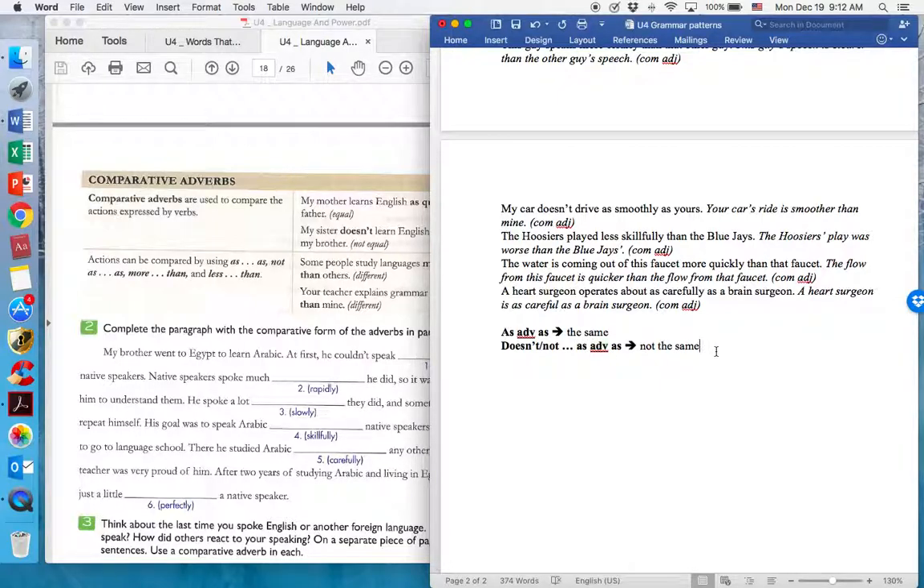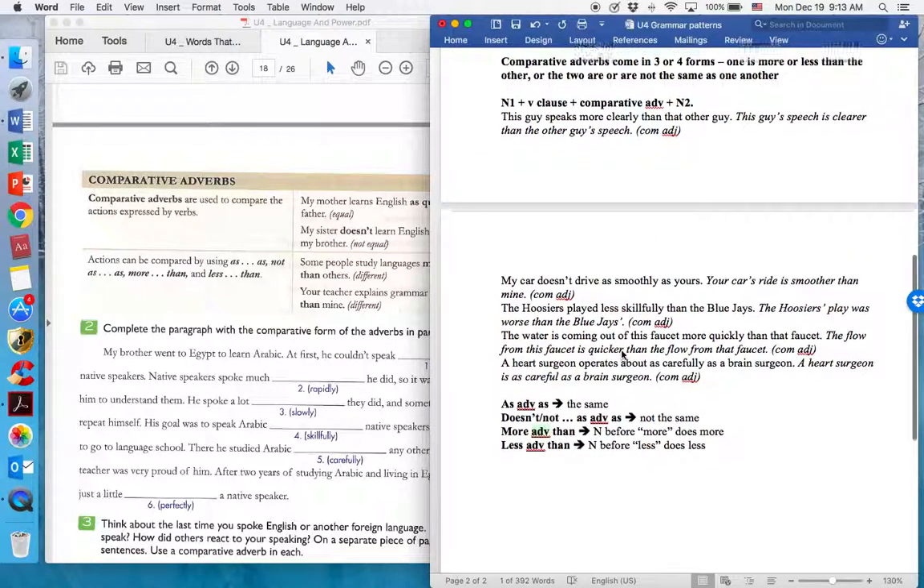And our other two ways of comparing things are more adverb than, and less adverb than. More adverb than means thing A, the noun before, does more, pretty easily. And less adverb than means, you guessed it, the noun before does something somehow less or worse than, or not as good as, or whatever the adverb is.